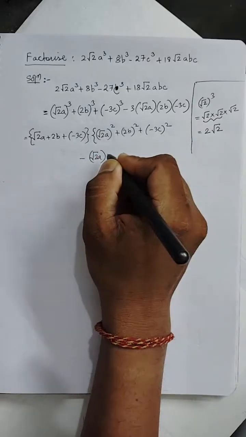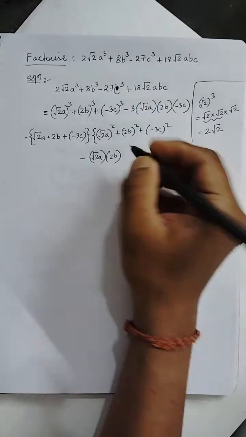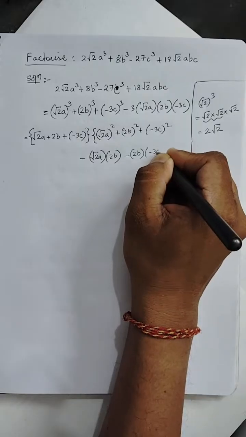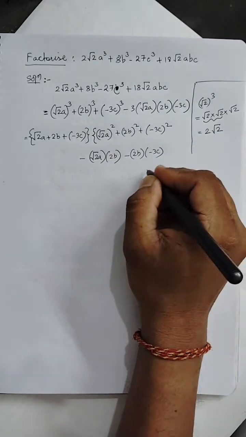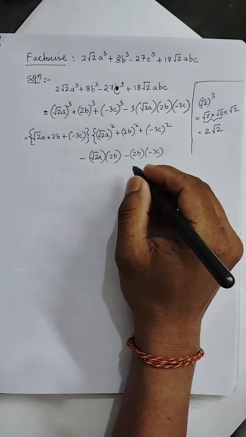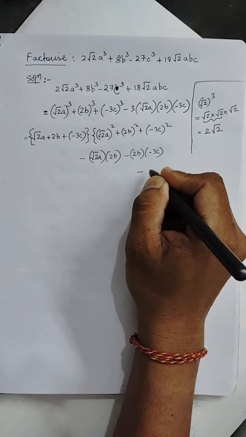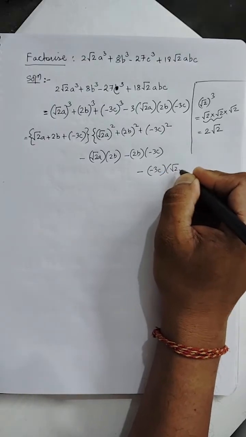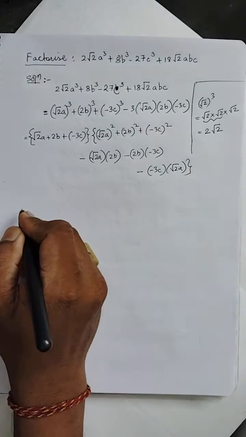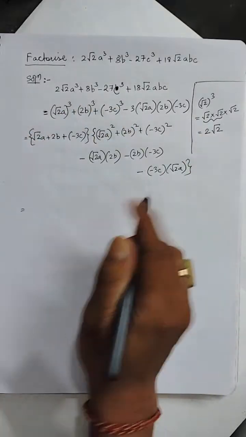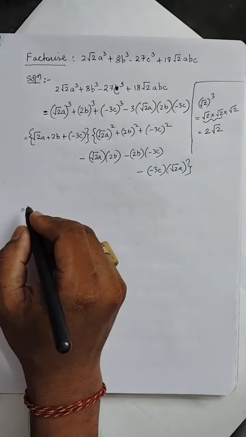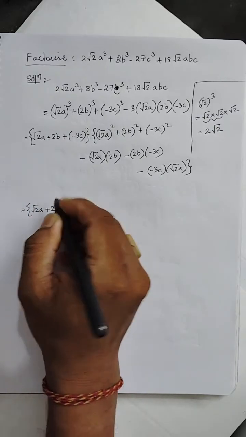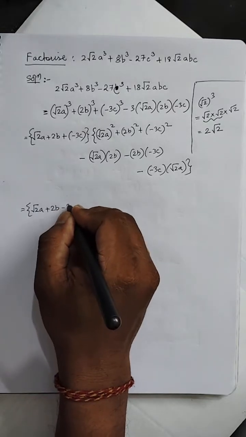-√2a into 2b, minus 2b into -3c. ओहो, ना स्पेस से, -3c into √2a. ओके, please try to write in one single line. ओके, आप देख ही सकते हैं स्पेस थोड़ा कम है. So anyways, this will be √2a plus 2b minus 3c.